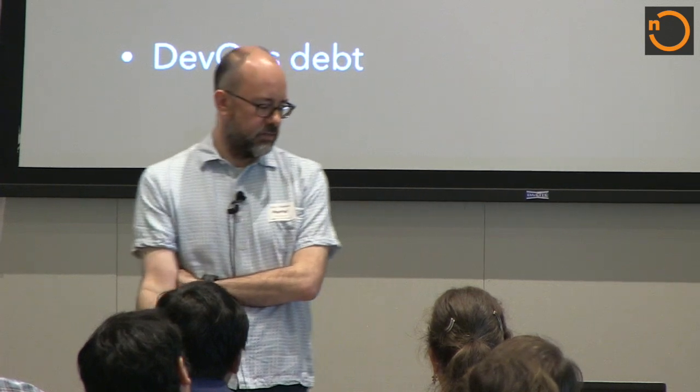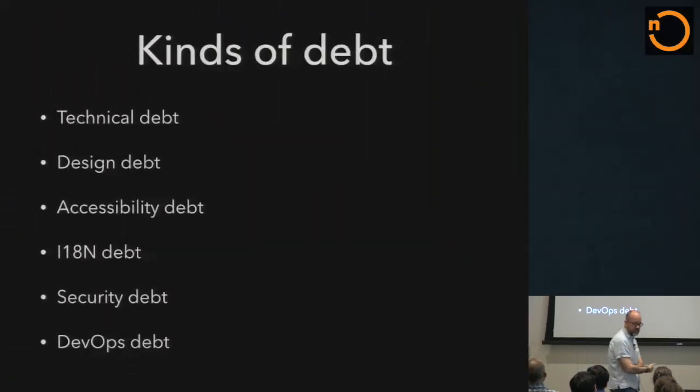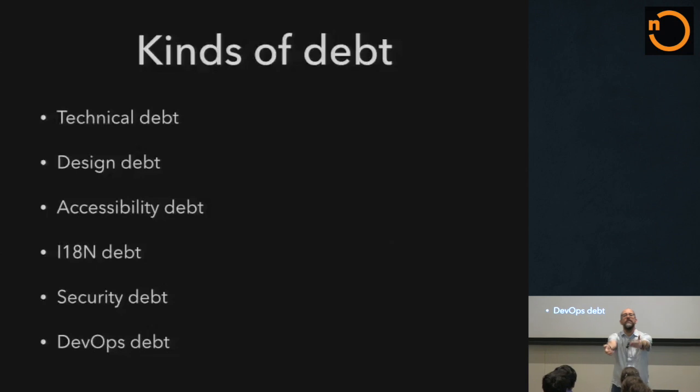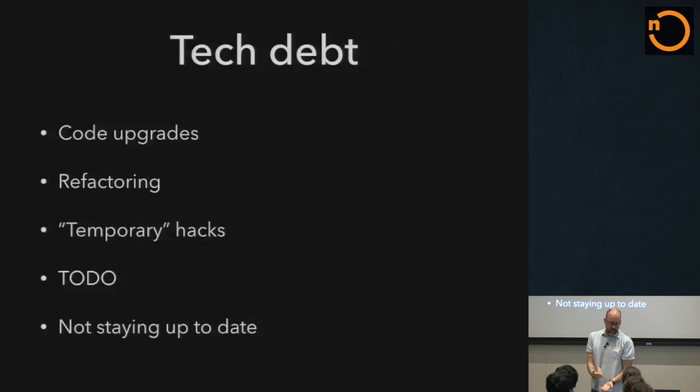And you know, it's not just code. It goes beyond that, right? We talk about tech debt, but there's also design debt. There's accessibility debt, internationalization debt, security debt, DevOps. You can think about any number of pieces of debt around this, right? Feature debt. I mean, we know tech debt, right? Code upgrades, refactoring, the temporary hacks we have to do because it's 4:30 in the afternoon and we've got to flip it out the door. Going through a stack of code and looking at all the to-dos that are marked all over the place, that's always fun. And of course, just the basic not staying up to date.